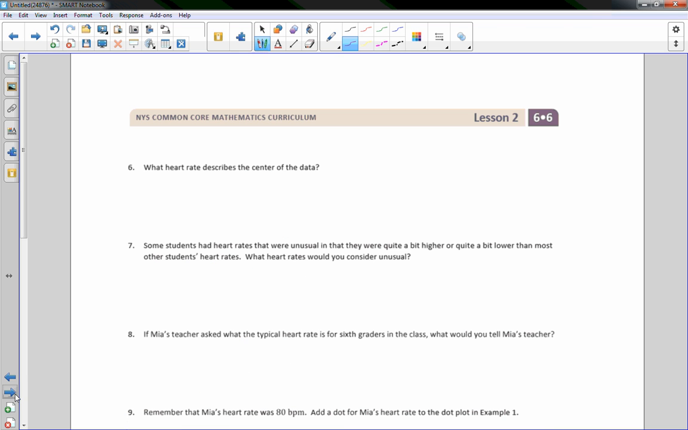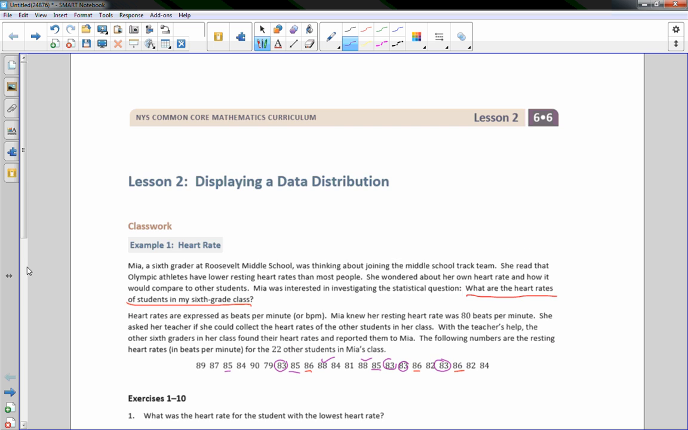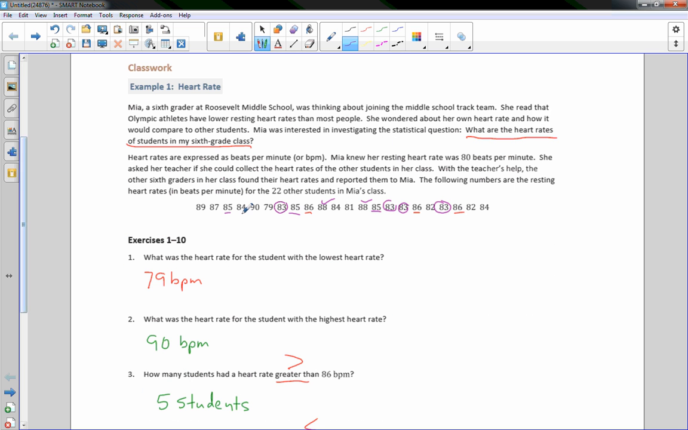Okay. Number 6, what heart rate describes the center of the data? Okay. Well, in order to do center of the data, we have to put these numbers in numerical order. So I am going to do that right below here. And the lowest number is 79. So let me erase this. And I will cross them out as I write them. So here's 79. Is there any 80s? I don't see any 80s.